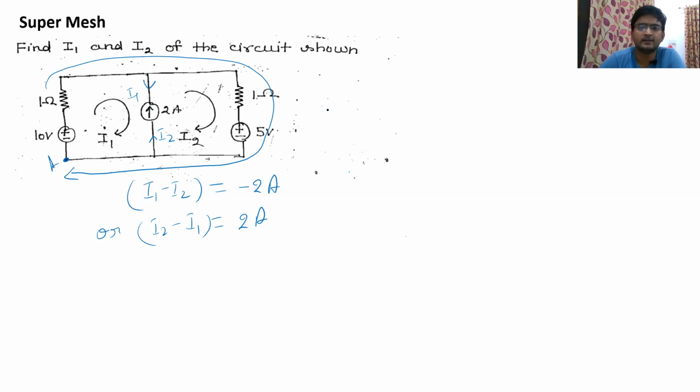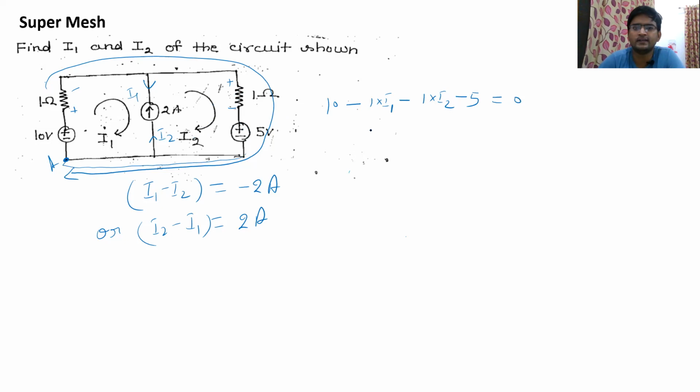So let's start. 10 volt minus, here you see a drop of I1 into 1, minus, here again you see a drop of this. In this loop the I2 current is flowing, so the drop will be 1 into I2, sorry, this is I1. And here we see a drop of 5 volts, so we will write as minus 5. And again from here we will directly reach our point A back, so it will be equal to 0.